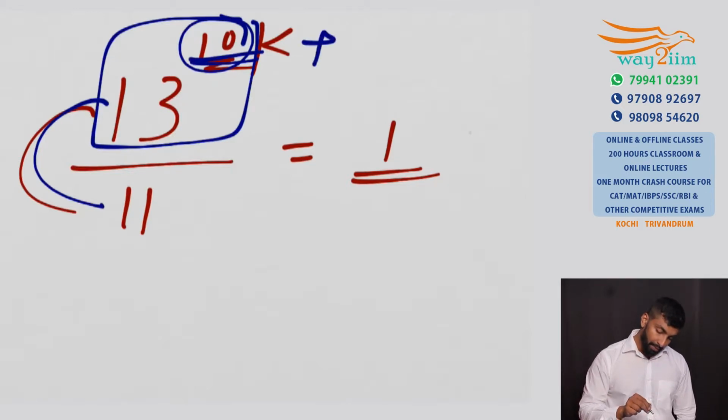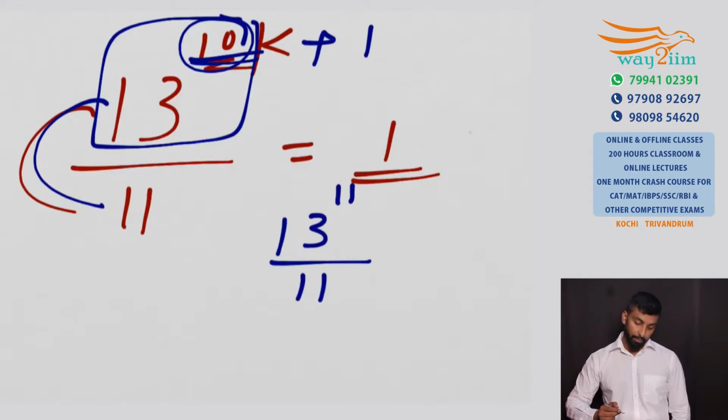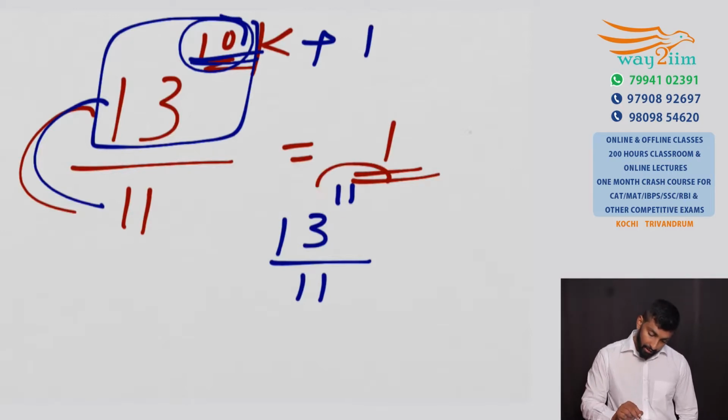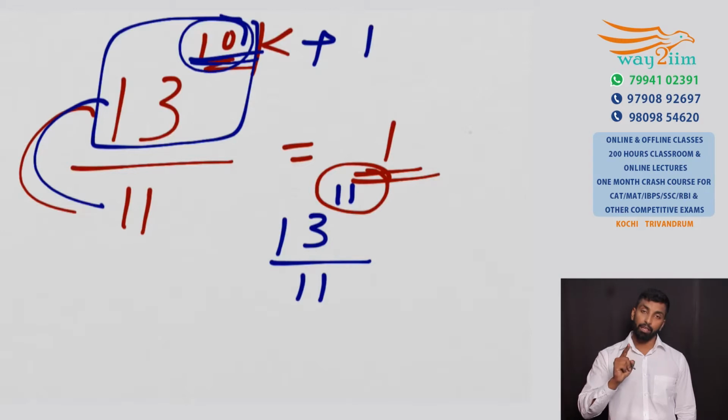I can put some other value here, make it 3, or 2, or 1. How? It is basically 13 raised to 11 divided by 11. See, if the power is Euler's number, you don't need to worry, you can just write 1. But here the power is not Euler's number.